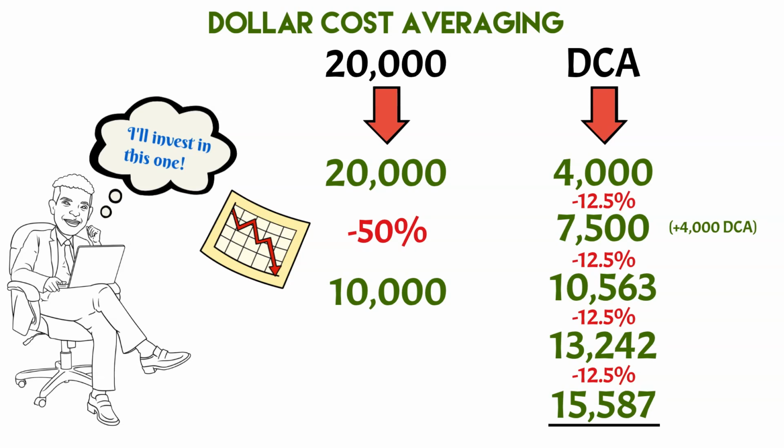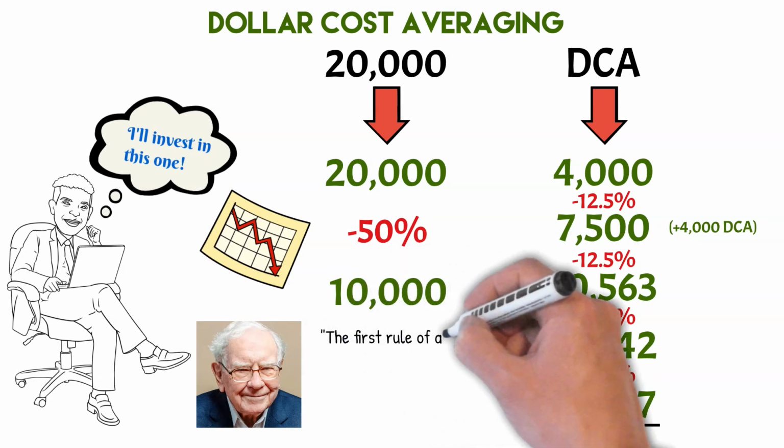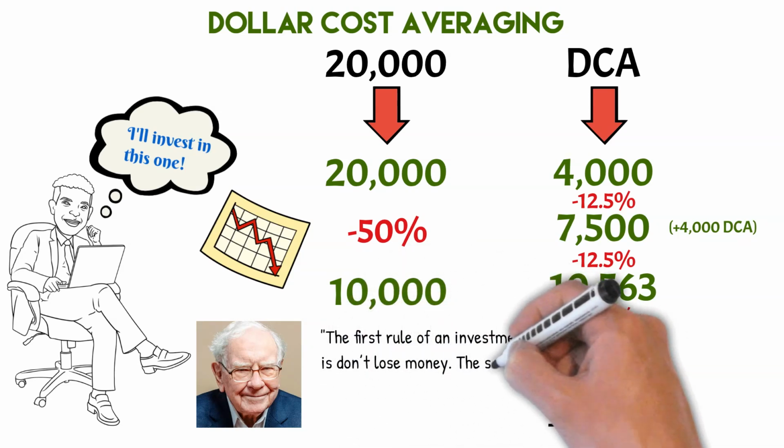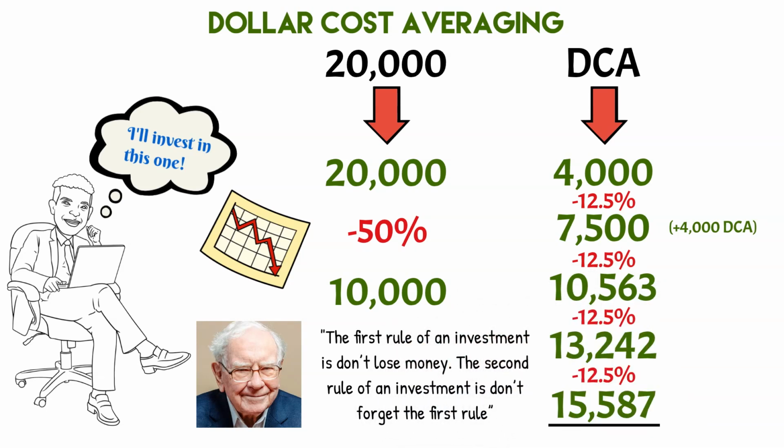A big part of succeeding at investing is making sure you are able to stay invested for the long term. If you can protect your capital from losses, you ultimately set yourself up for greater returns in the future. As Warren Buffett says, the first rule of an investment is don't lose money. The second rule of an investment is don't forget the first rule.